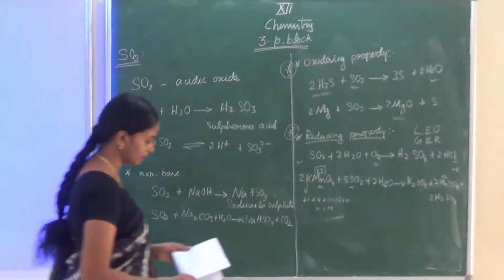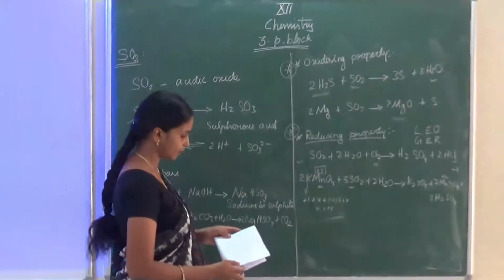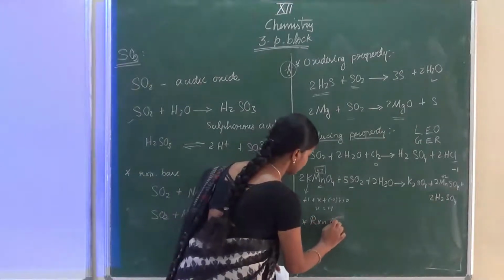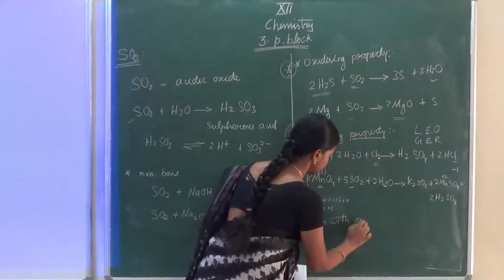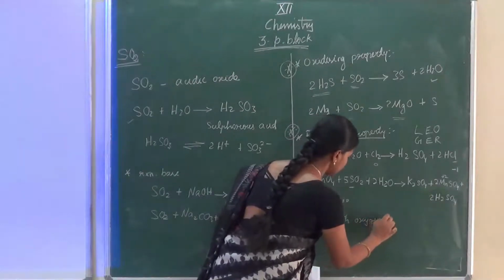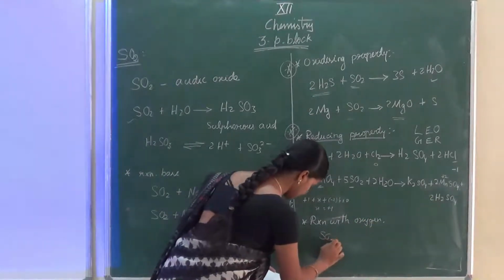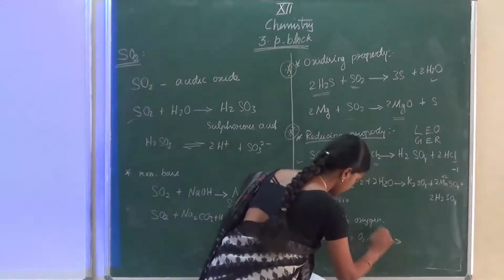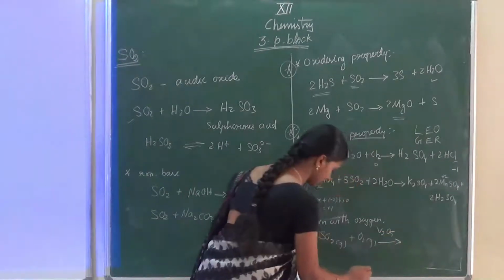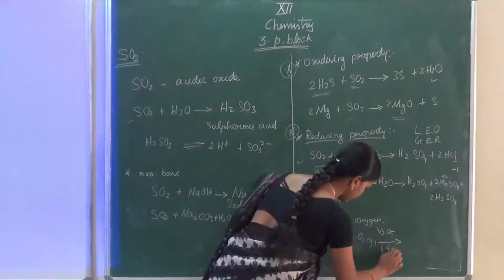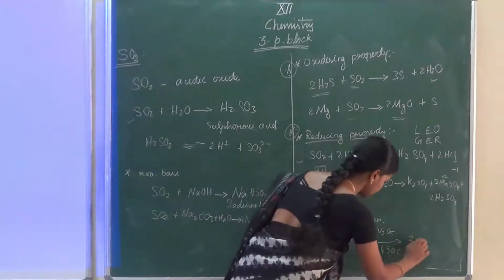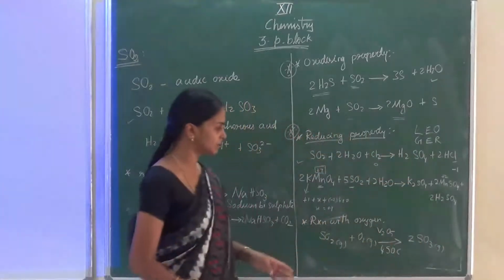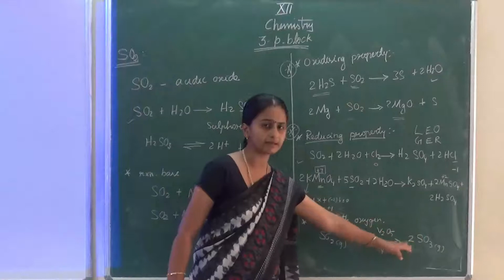The next one here, a reaction with oxygen. When the sulfur dioxide reacts with oxygen in the presence of vanadium pentoxide catalyst at a temperature of 450 degrees Celsius, it produces 2SO3. Okay, this SO3 is used to prepare sulfuric acid in contact process.